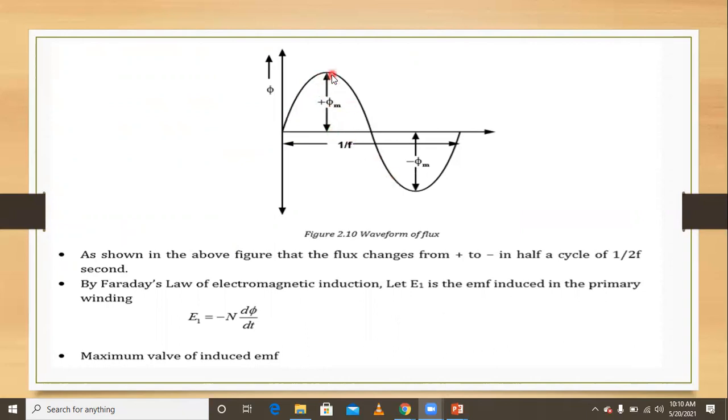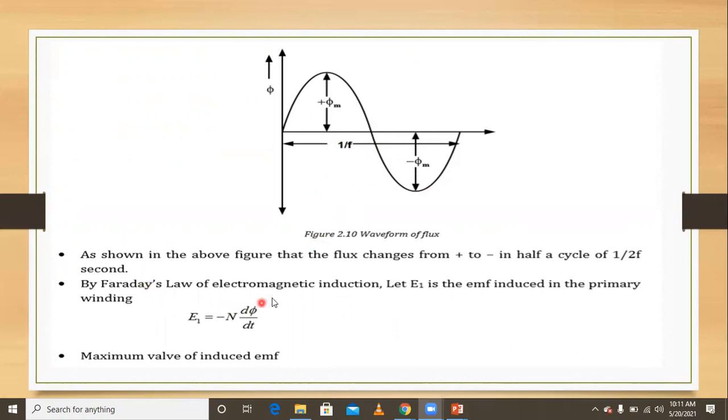This is called the maximum value of the flux, and it changes with time the same as the sinusoidal voltage. This is the voltage waveform, and your flux waveform is the same. It is a sine waveform. From the above figure, the flux changes from positive to negative in a half cycle, that is T/2 seconds.